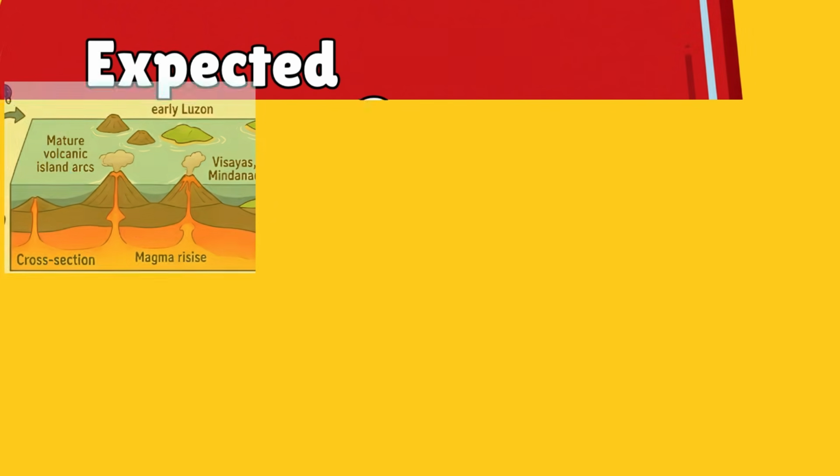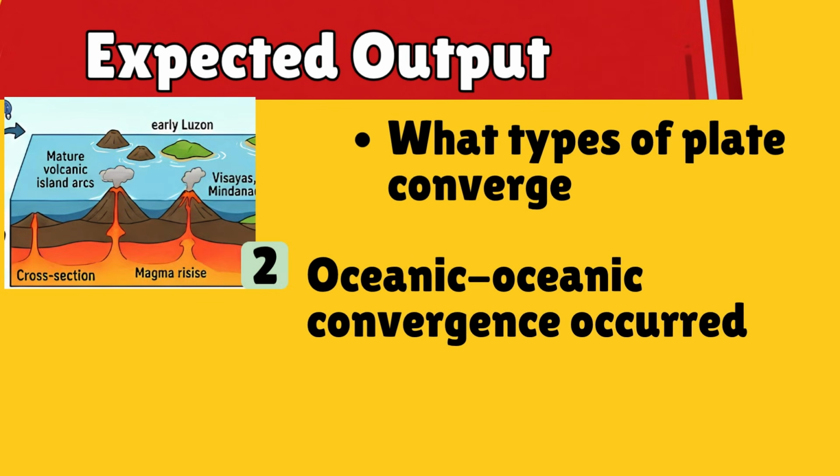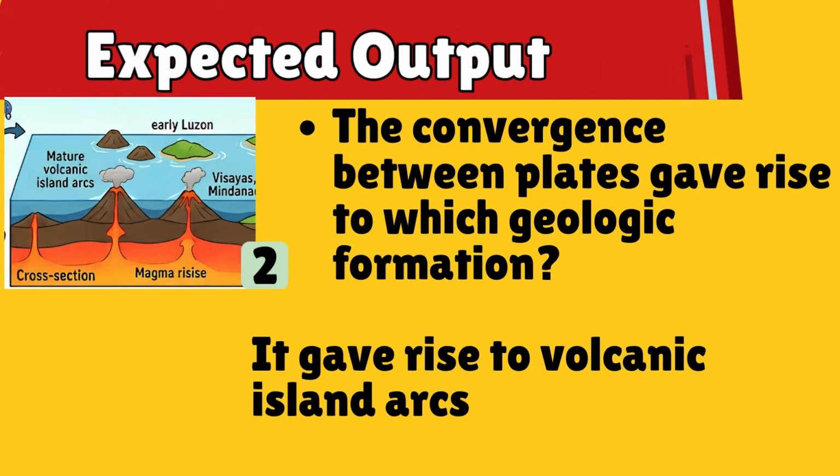And then for the second picture, what type of plates converge? So the answer is oceanic convergence. So it is the convergence of two oceanic plates. Next, the convergence between plates gave rise to which geologic formation? So it gave rise to a volcanic island arc.